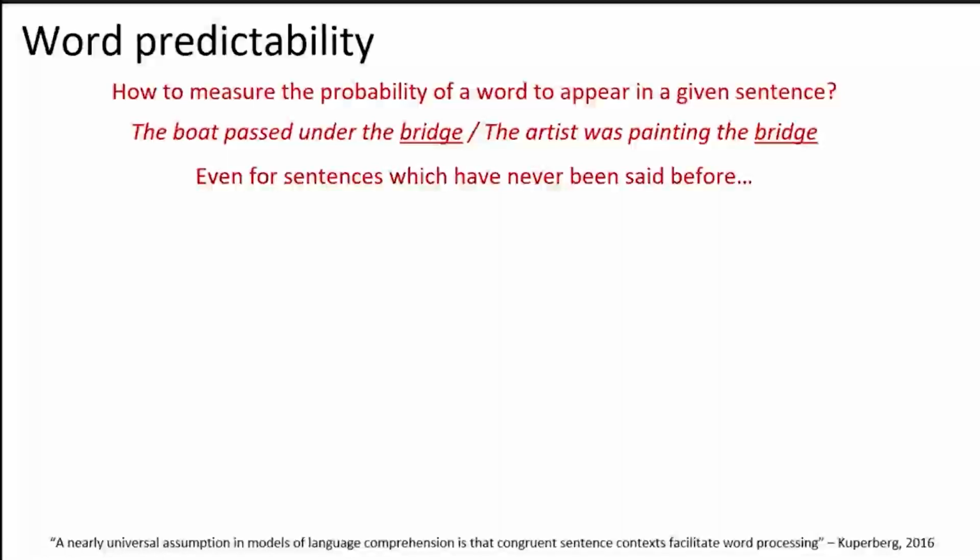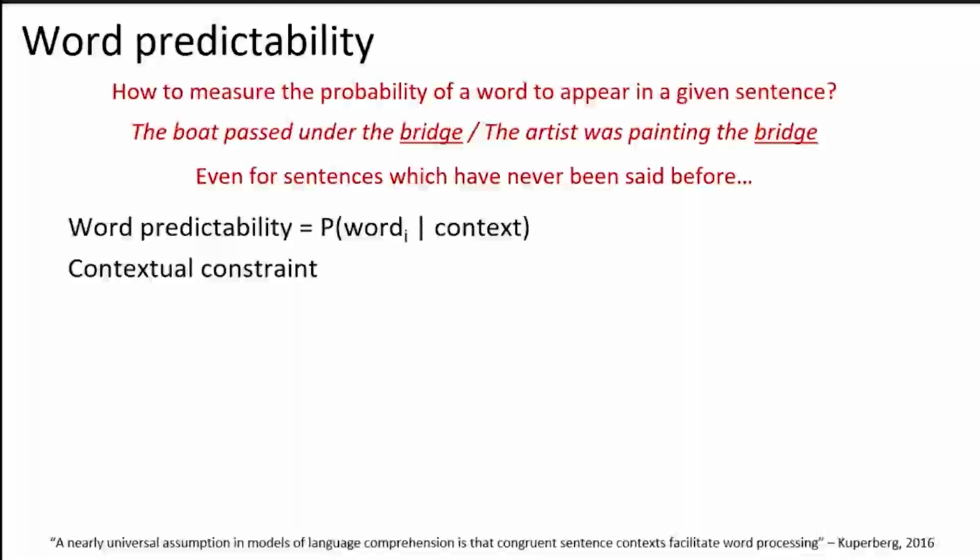And we want to do it even for sentences which have never been said before, right? Because you can say, okay, let's look at the boat passed under, we'll look at the entire books, all the internet, and we'll see how many times bridge follows that. The problem is for most sentences, if a sentence is over 10 words long, it's probably never been said before. Most likely you will search the whole internet and you won't find it, right? But you still want to estimate these predictabilities.